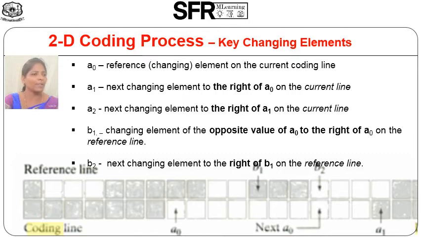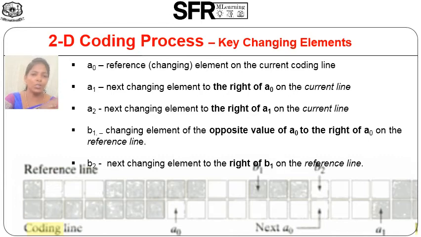Then A1 is the next changing element to the right of A0. So this one is A1. Then A2 is the next changing element to the right of A1. It's not included in this diagram. Then we have to consider B1 and B2, which are on the reference line, so in the line above. B1 means the changing element of the opposite value of A0. Here A0 represents 1, so B1 should be 0.